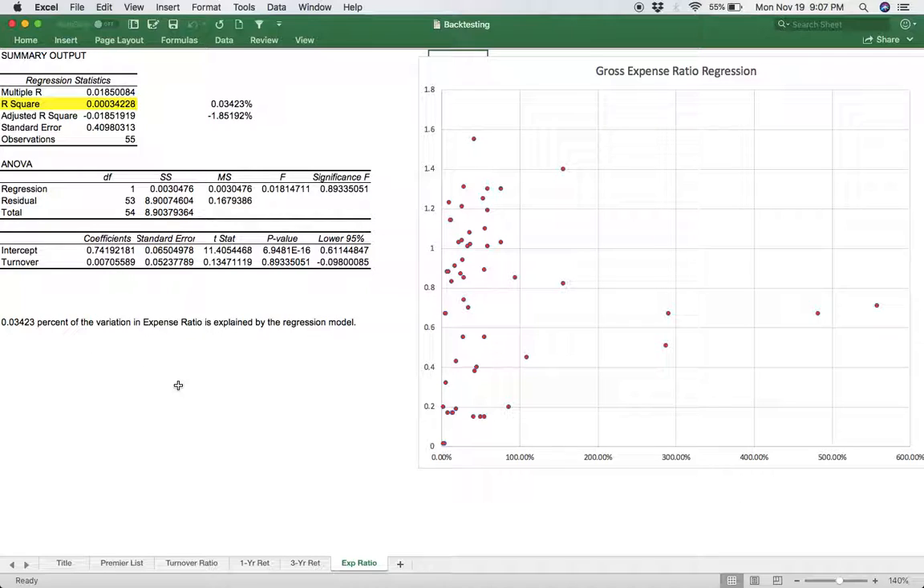0.034% of the variation in expense ratio is explained by the regression model. So as you can see, a higher turnover ratio does not lead to any type of added expense passed on to the investor, and there is no correlation between the two variables.